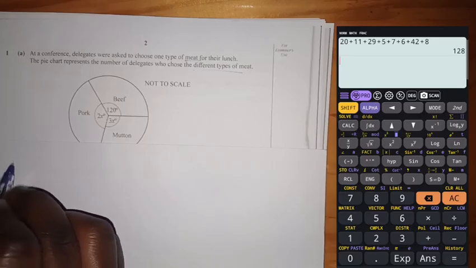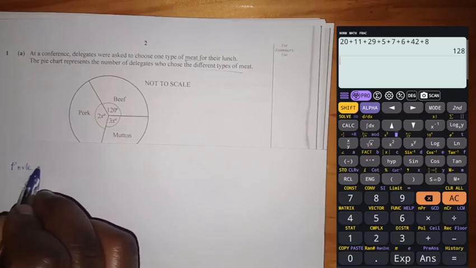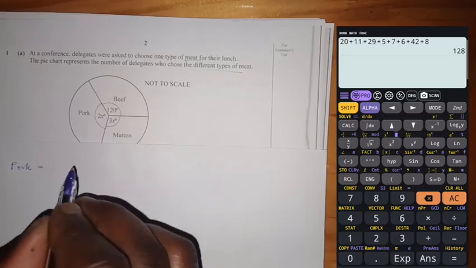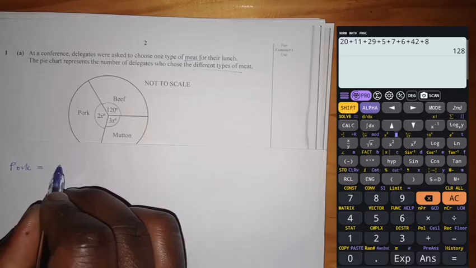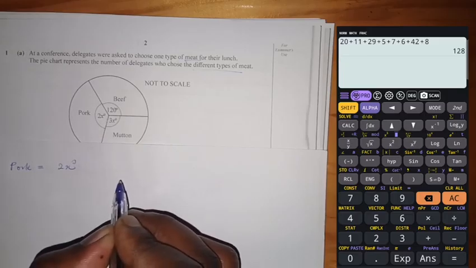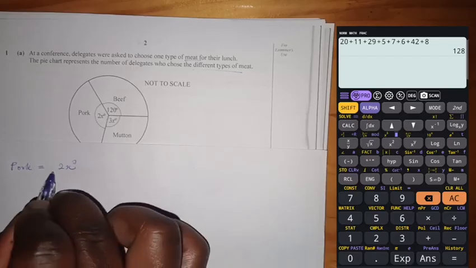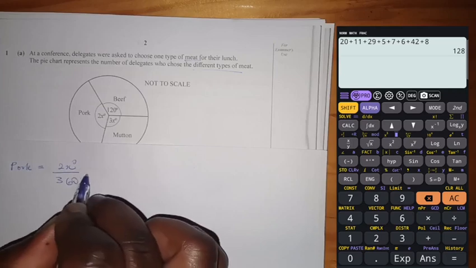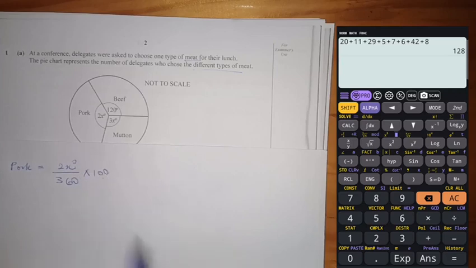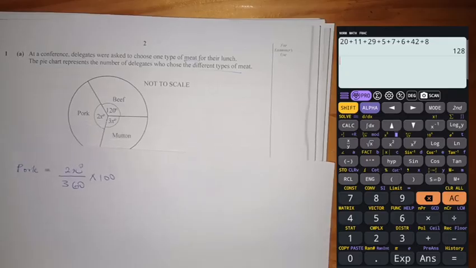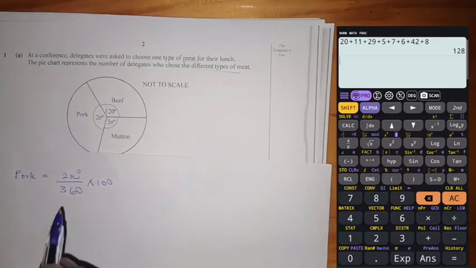the people that chose pork, or rather the sector angle for pork, is going to be 2x degrees. Now as a percentage, it's going to be over 360 degrees multiplied by 100. So the first thing to do here is to find the value of x.